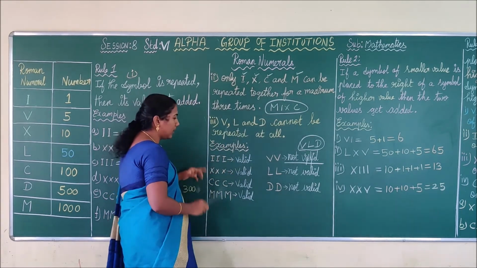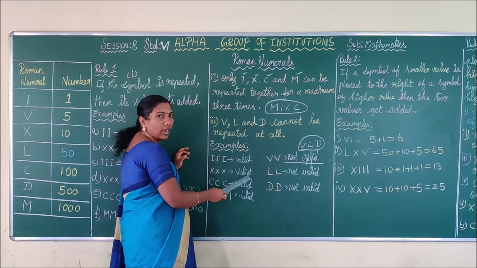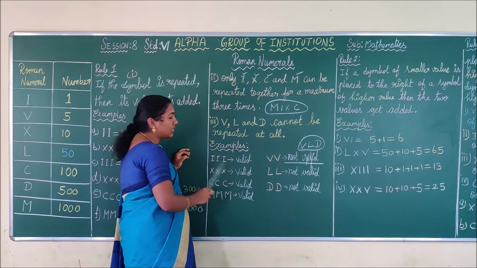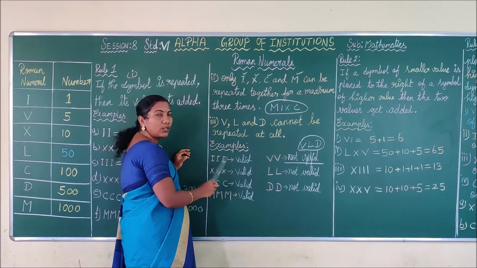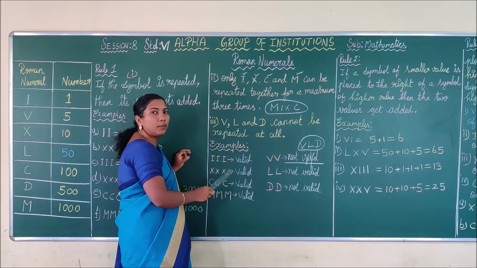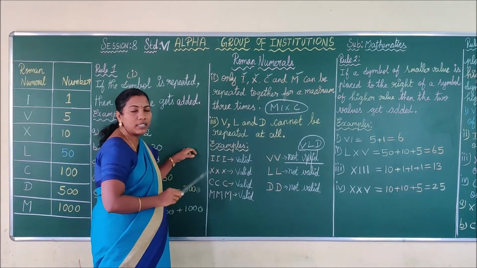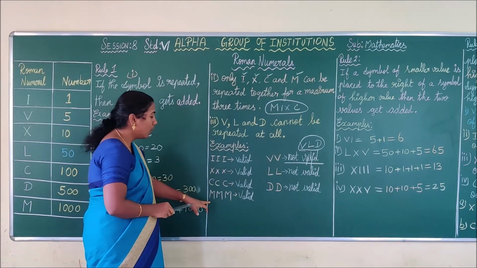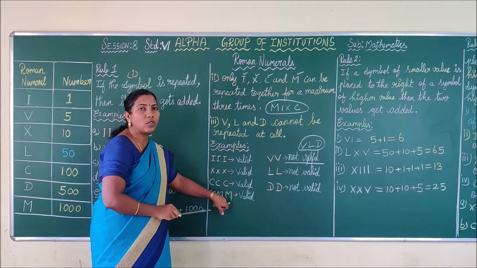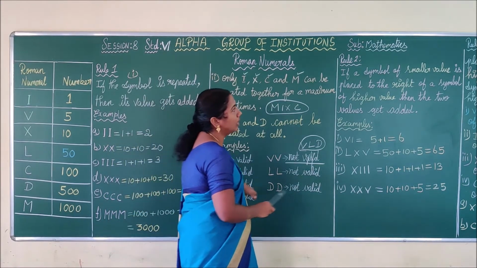Okay. See this example. I, X, C, M each have a value. What is the value of III? 1 plus 1 plus 1, 3. What is the value of XXX? 10 plus 10 plus 10, 30. What is the value of CCC? 100 plus 100 plus 100, its value is 300. What is the value of MMM? 1000 plus 1000 plus 1000, which is equal to 3000. Is it clear, children? Now we are going to see rule 2.